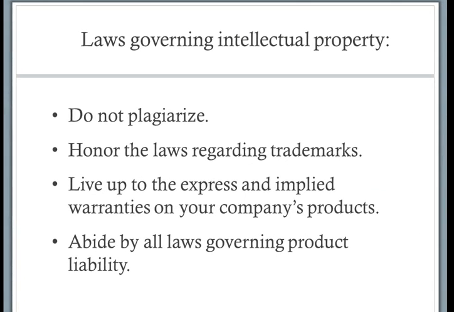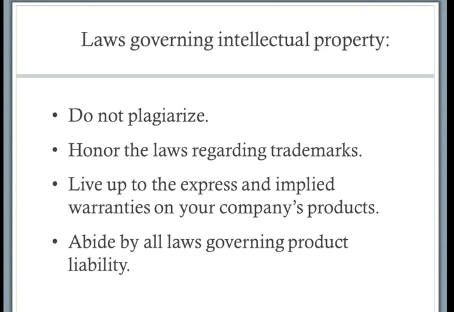So, with the laws governing intellectual property, don't plagiarize. Honor the laws regarding trademarks. Always know the trademark law. Look it up. Find it out. It's pretty easy, as you all know, to find just about anything you need to find out about online. So make sure you look up the trademark rules and laws for a particular product.